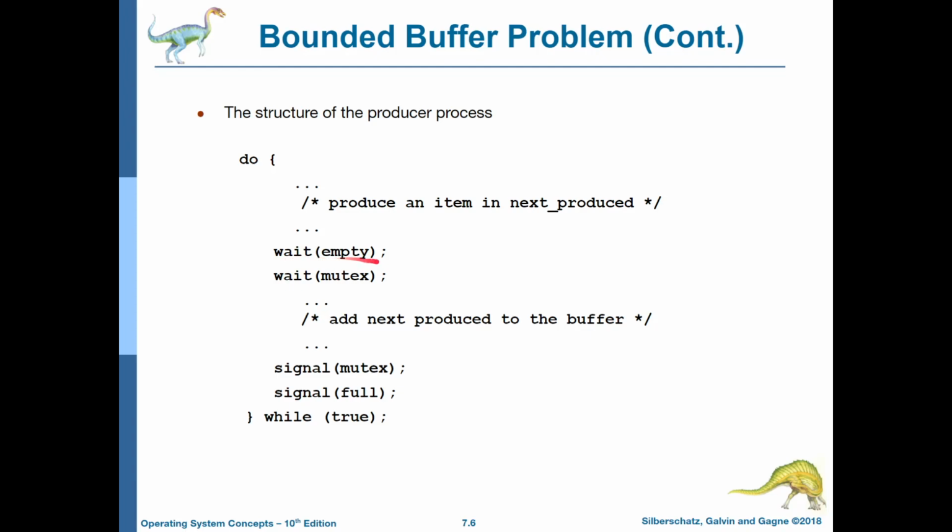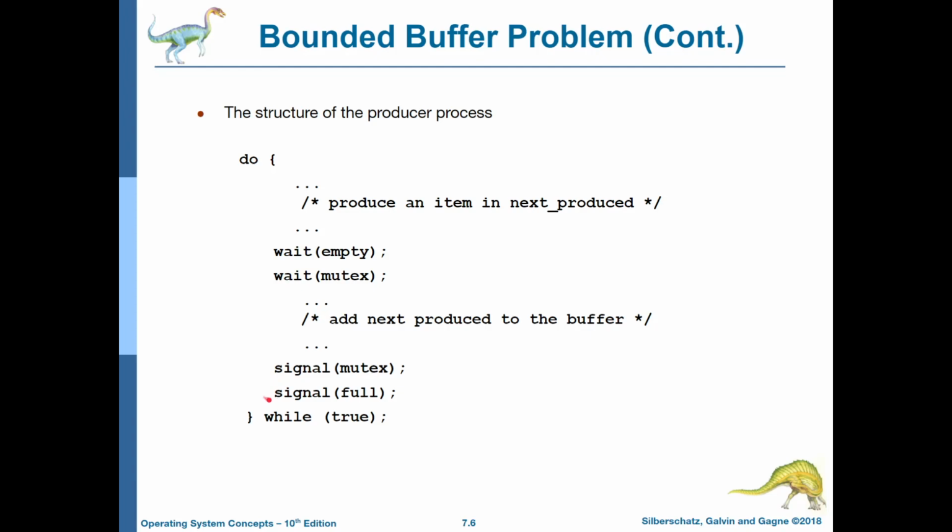So the first time we hit this wait, it decrements it and is able to continue on to produce a value into the buffer. The mutex is not necessary for our particular solution. You will use this mutex if you have multiple producers. If you've got multiple producers working here, then this mutex becomes important.